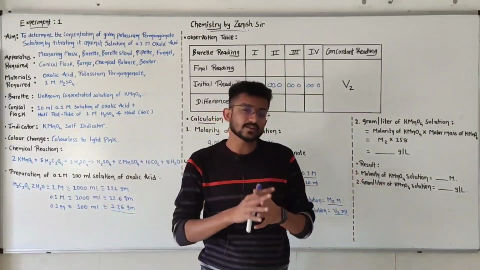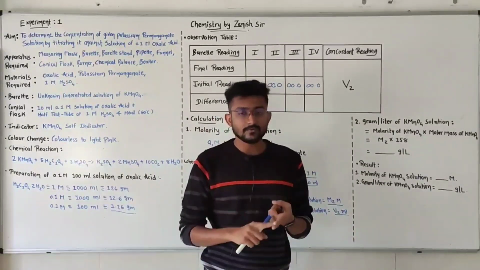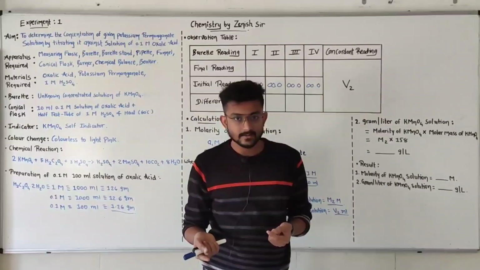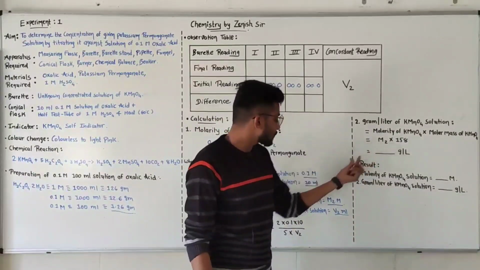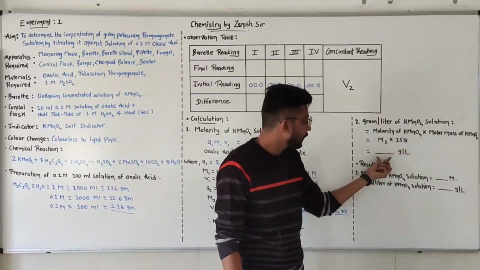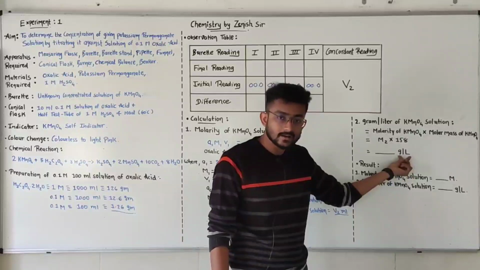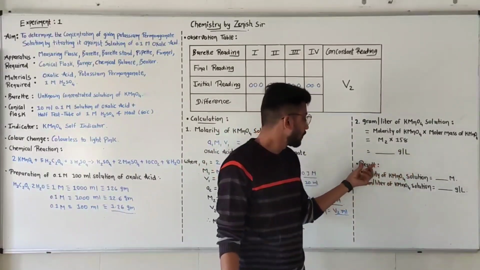Okay, what is the molar mass of KMnO4? Remember that it is 158. Molar mass of oxalic acid is 126. Remember these two values for this practical. Now this molarity will be multiplied by 158 and you will get your answer in gram per liter, or you can say the strength of KMnO4.